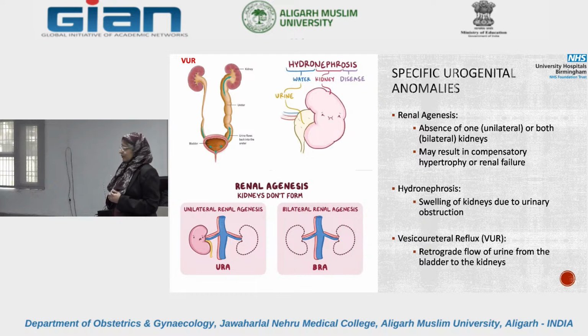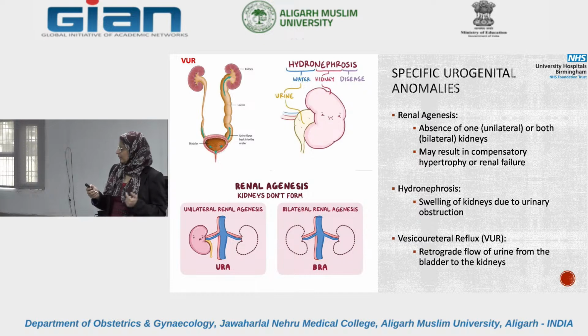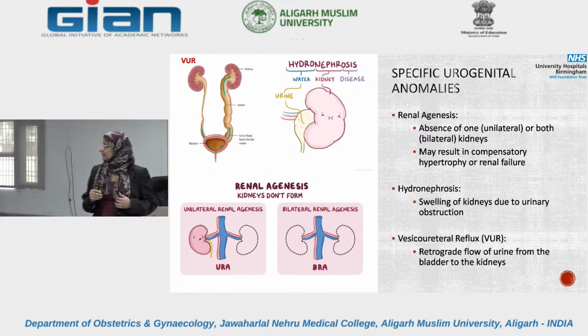So vesico-urethral reflux. Again, posterior urethral valves and then pressure goes back to the kidneys and hydroureter and hydronephrosis can develop. That was just a brief one. We'll go again to kidneys in a minute.